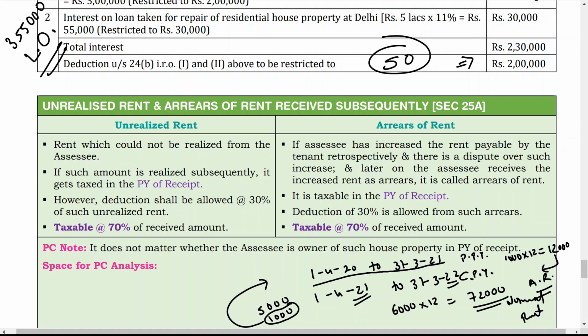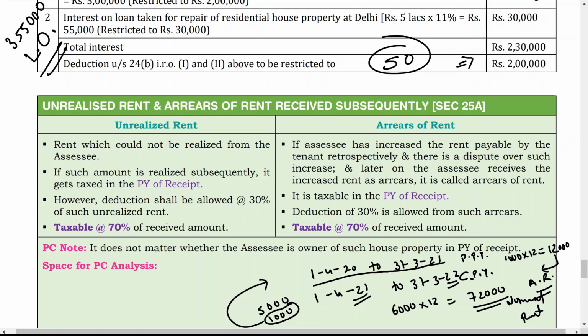Means if unrealized rent is realized in a subsequent previous year, in that case what is the treatment? In the subsequent previous year in which it is received, it is taxable. It is taxable in the previous year of receipt. So here we have to tax 12,000 in the previous year 2021-22. This is the same example.